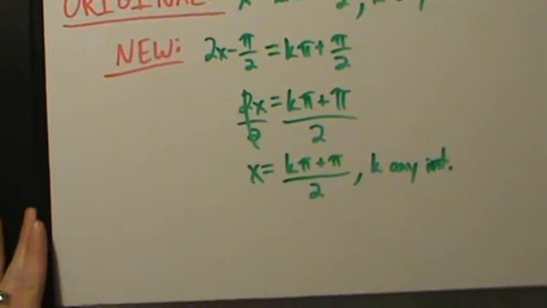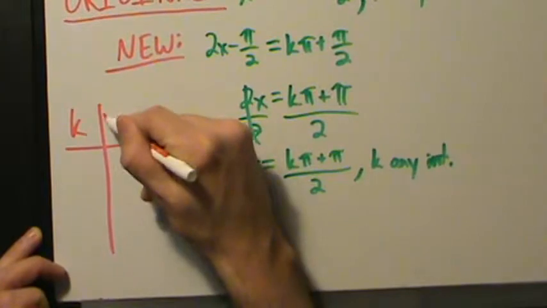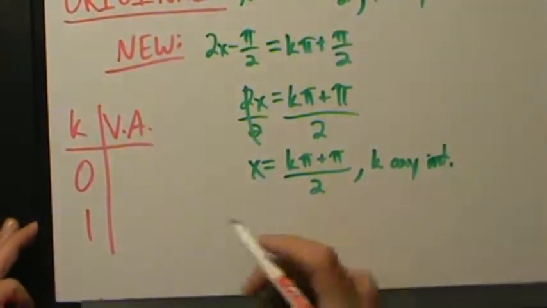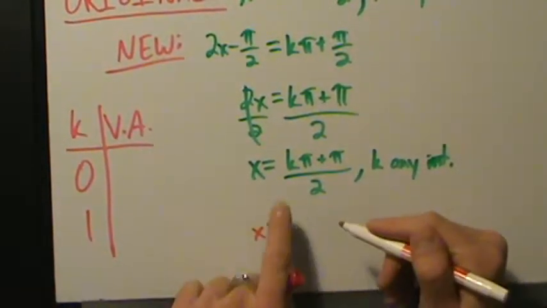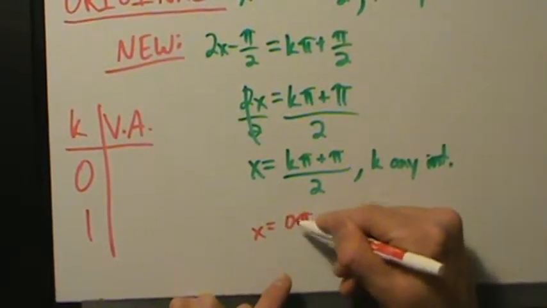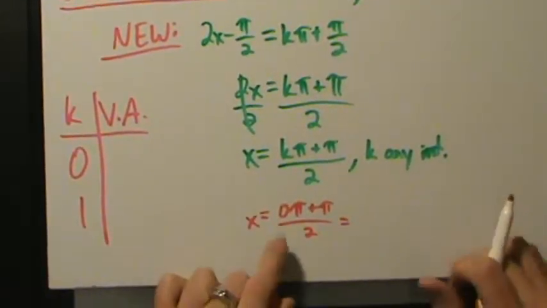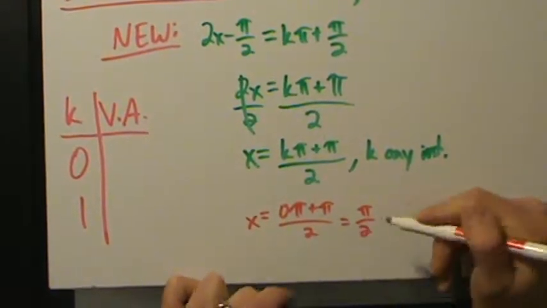We're going to set up that chart like we did in those other videos. Our chart's going to be k and then VA for vertical asymptote. When k is 0 and k is 1, we're going to see what we have here. So when k is 0, we have x equals 0 times pi plus pi all over 2. 0 times pi is 0, 0 plus pi is pi, so that's just pi over 2.